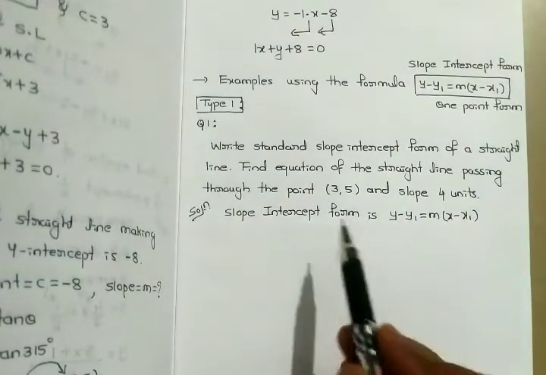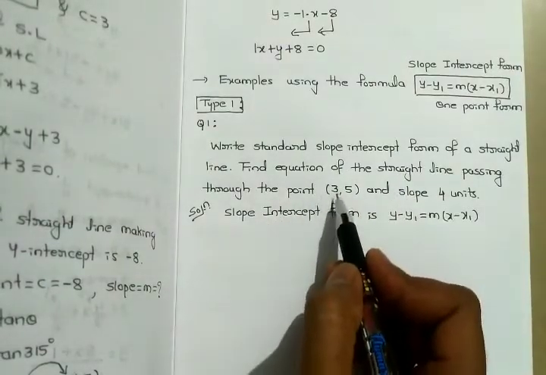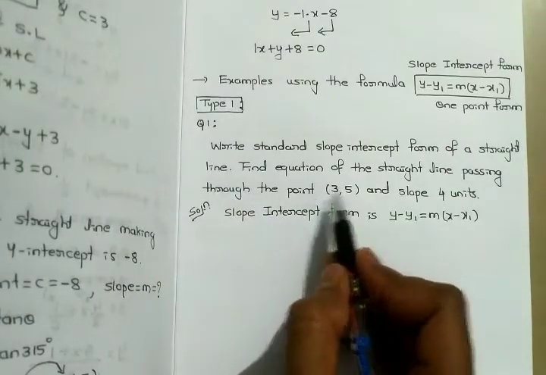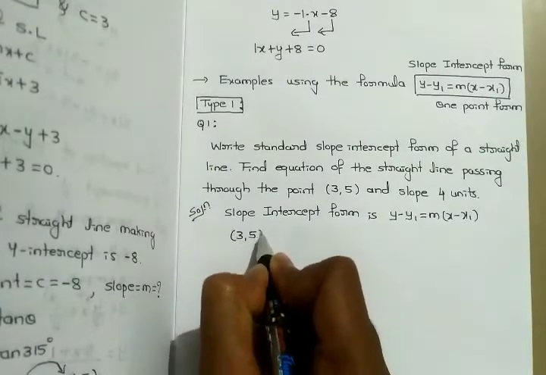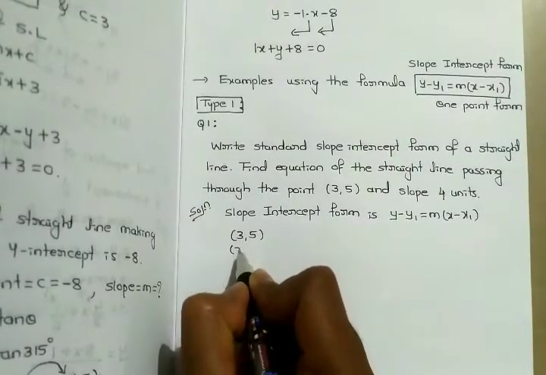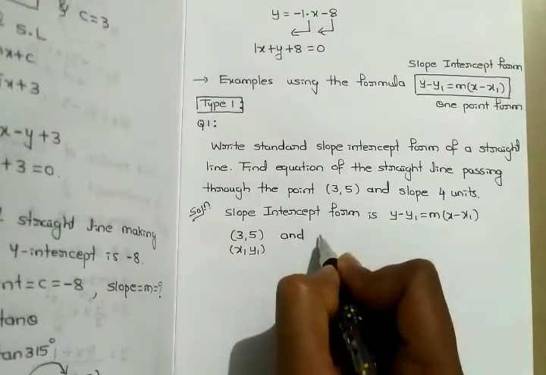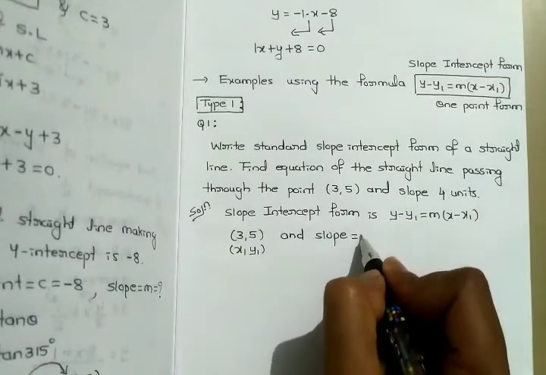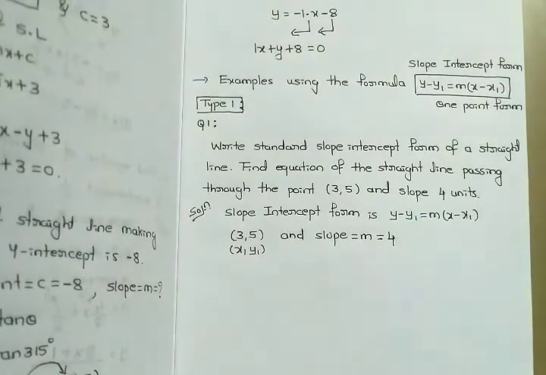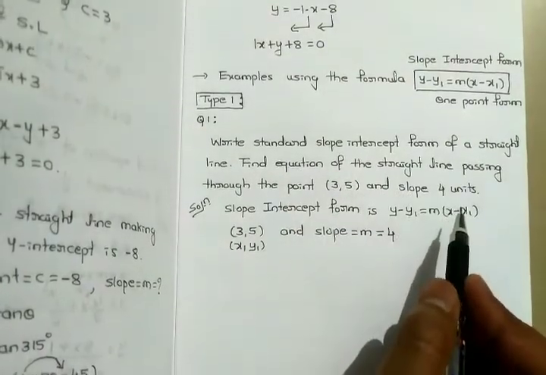Next what to do? We need to find out the equation of the straight line. So first, note down the given things. See here, given points are what? One point is already given, correct? So one point means 3, 5 is given. This you consider as what? x1, y1. One point is given, 3, 5, and slope is given, correct? See, slope 4 units. Slope means which value is given? M is given. How much here? 4 units, correct? So next the equation of the straight line you need to find out.